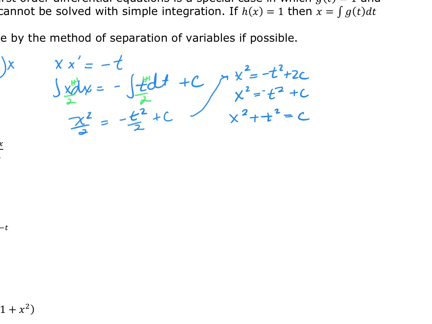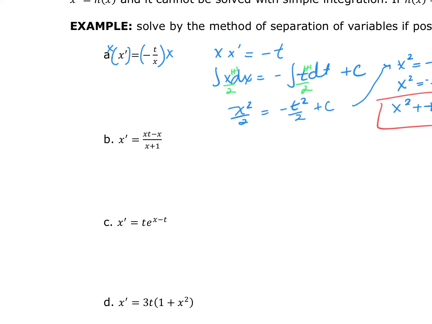And now this is an equation of a circle. This is an equation of a circle centered at the origin whose radius is the square root of c. This is an example in which I cannot solve this explicitly. And what I mean is I'm not going to get x is equal to. Because if I try to do x is equal to, whether I did it here or up here before I brought the t squared to the other side, I'd end up with a plus and minus. So I end up with 2 equations. So I can't actually solve this one explicitly. So my answer then is just this.